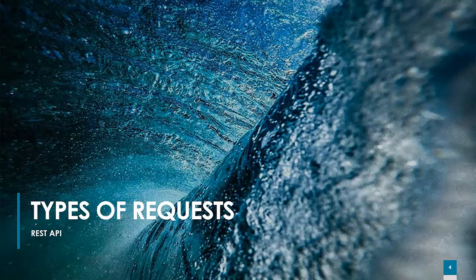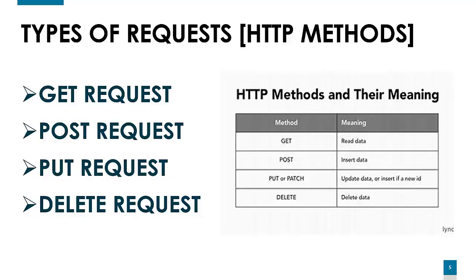Now let's see the types of requests that are sent by the REST API. We will see them in detail. There are four types of requests.